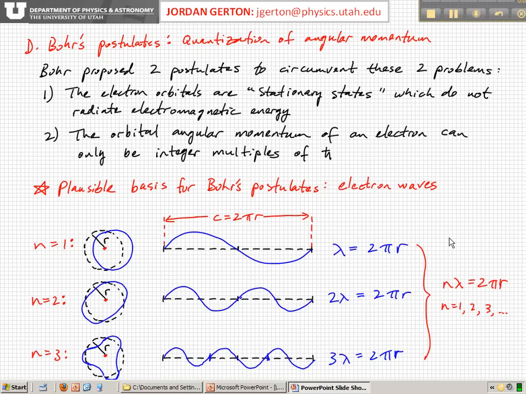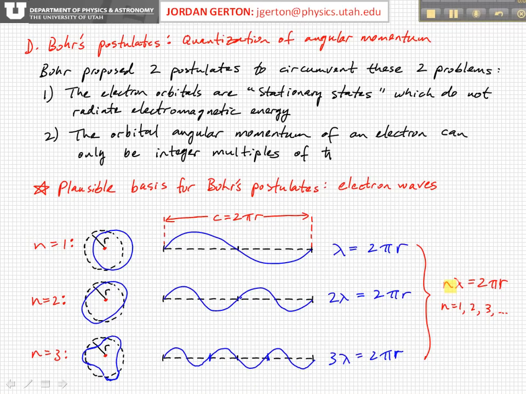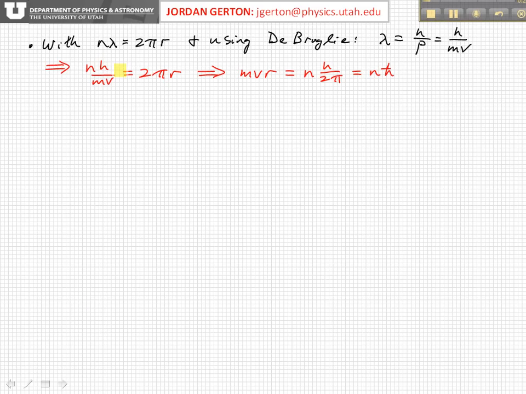Okay, so now let's take this quantization rule that we found from this discussion, that is the quantization of the wavelength of the matter wave, the electron matter wave, that corresponds to the classical orbital radii, classical orbits of the electron about the nucleus, and let's combine that with de Broglie's hypothesis, because after all, this hypothesis was known at the time.